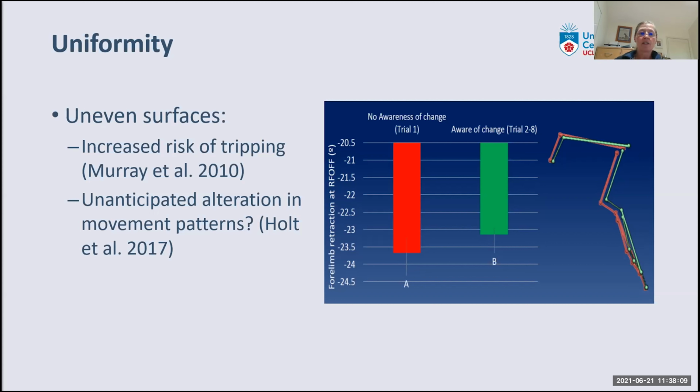This difference is one of the main differences we found in terms of the forelimb motion: the amount of forelimb retraction at lift off, so how much the limb was retracted before it lifted off and moved into the swing phase, was greater when the horse wasn't aware of the change. So that was only the first trial. And then as they became aware of the change, they started to modify their gait accordingly, and they reduced the amount of retraction when they were going from the one surface to the next surface.